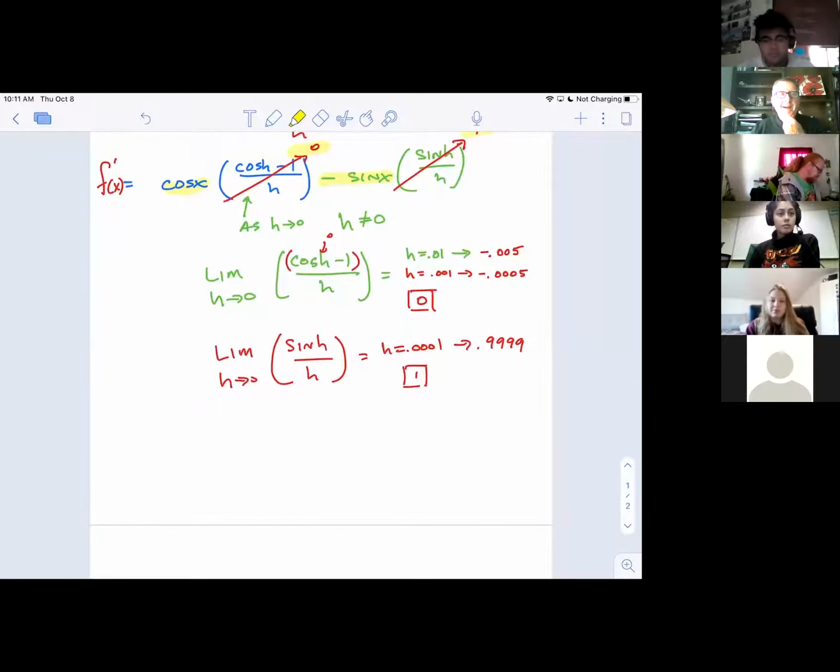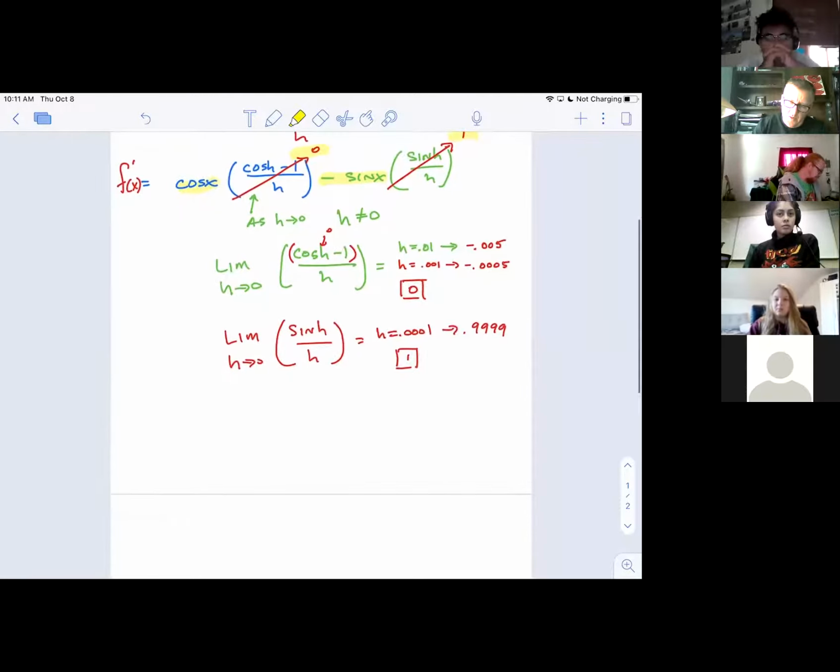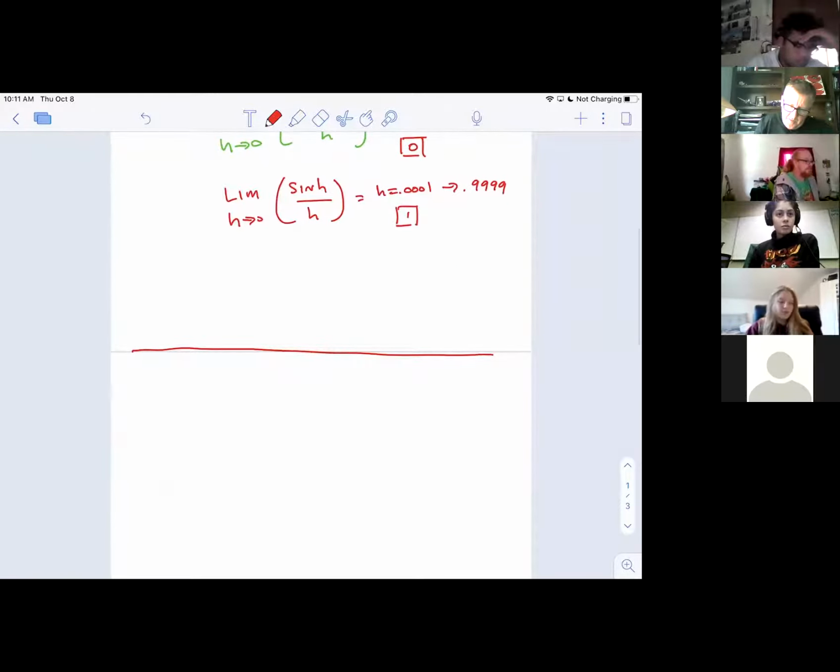What I'd like to do now is go on, and I'm going to have you go into breakout rooms to figure this out. But what about a function that's tangent of x? How are we going to find that?